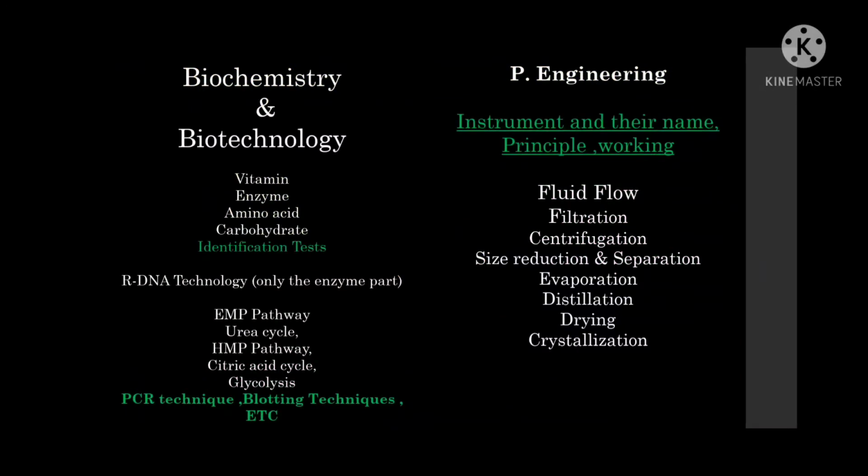Then comes biochemistry and biotechnology. In that: vitamins, enzymes, amino acids, carbohydrate identification tests. In rDNA technology, you only have to do the enzyme part, which are used in that technique. Identification tests are very important. Then the AMP pathway, urea cycle, HMP pathway, citric acid cycle, glycolysis, PCR technique, blotting technique, etc.